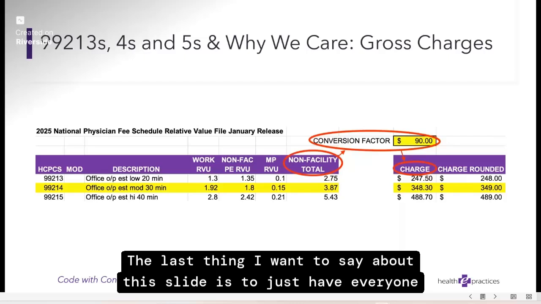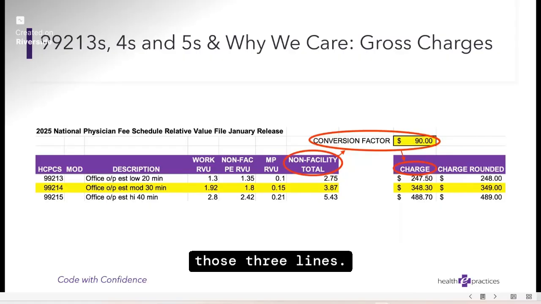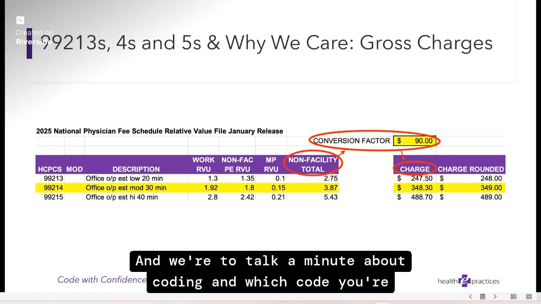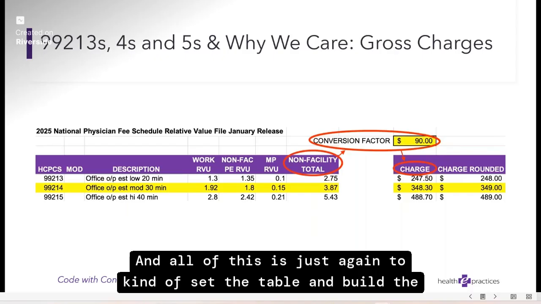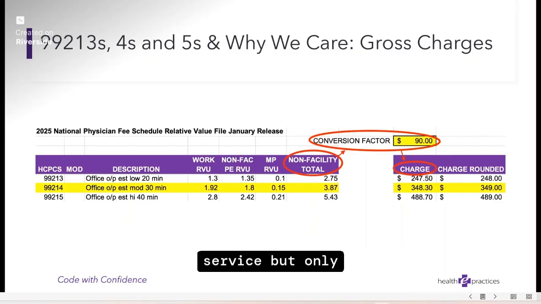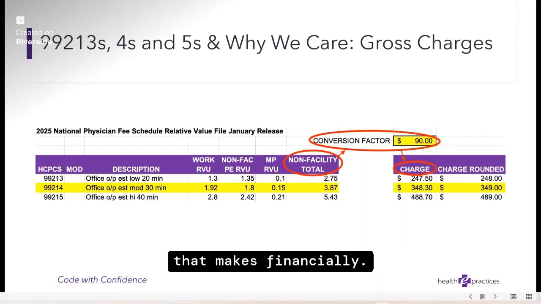The last thing I want to say about this slide is to just have everyone pause for a moment and focus on the difference between the values of those three lines. So we have 99213, 214, and 215. And we're going to talk a minute about coding and which code you're selecting. And all of this is just, again, to kind of set the table and build the case for if you are rendering a 99214 level of service, but only charging and coding 13, you can see the difference there that makes financially.